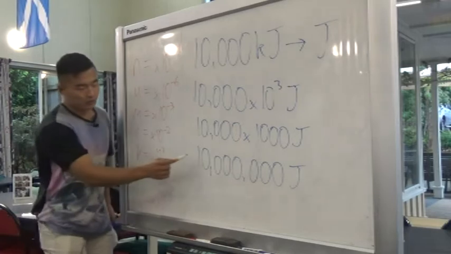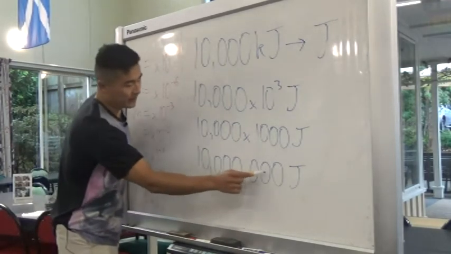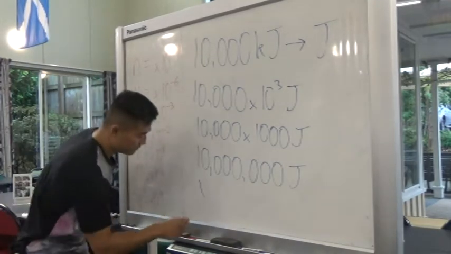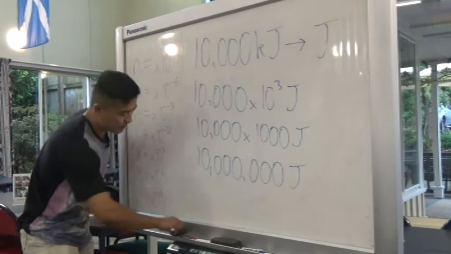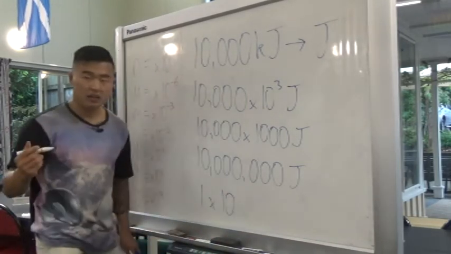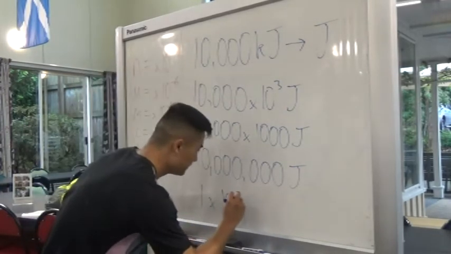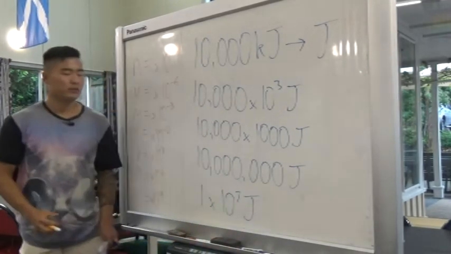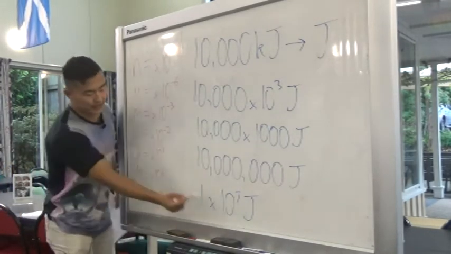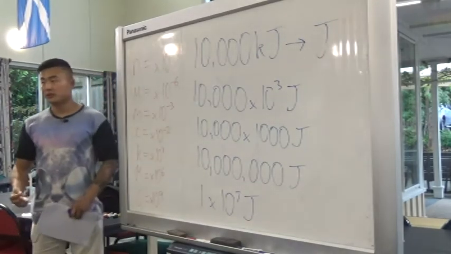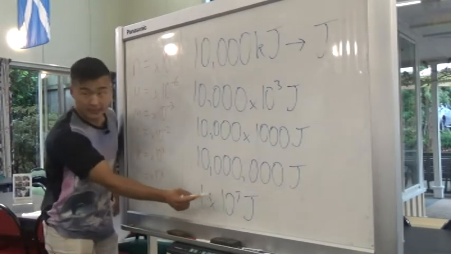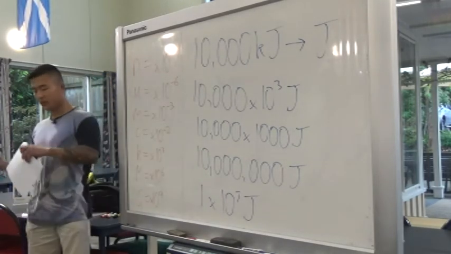So there's 1, 2, 3, 4, 5, 6, 7 zeros. So we're going to go 1. Oops, it's a crooked one. So 1 times 10 to the power of 7 because there are 7 zeros. So we can write that as 10 million joules, or we can write it as 1 times 10 to the 7 joules. Or, because 1 times something is just that number, you could just write 10 to the power of 7 as well. Okay?